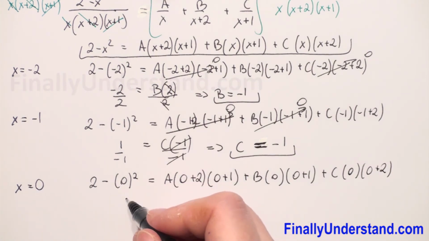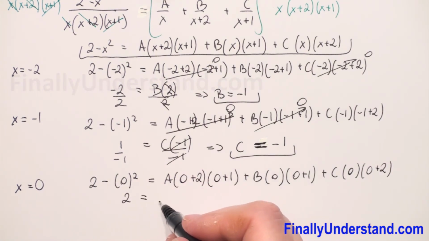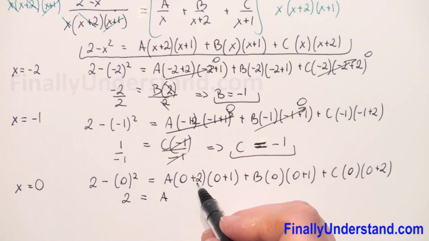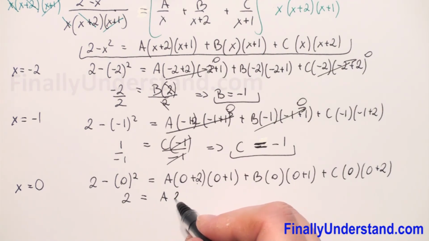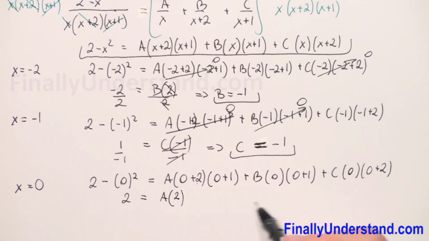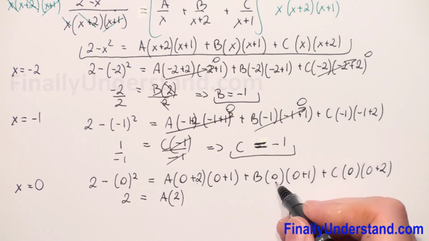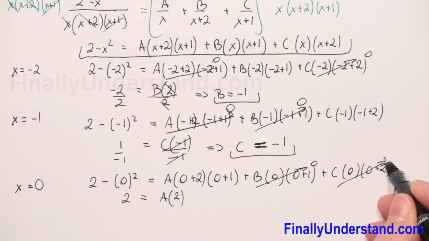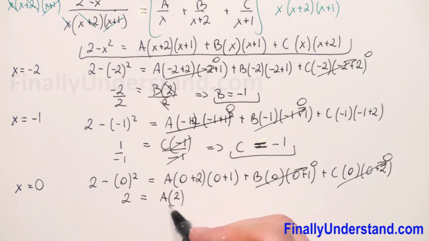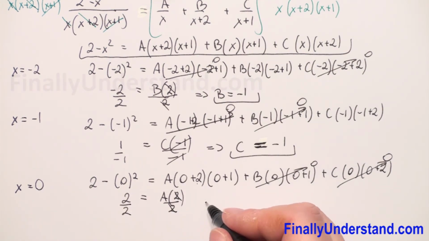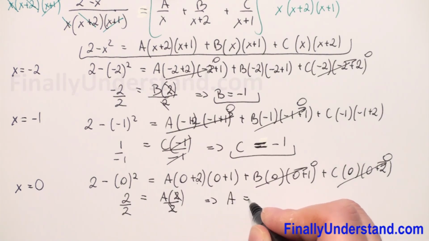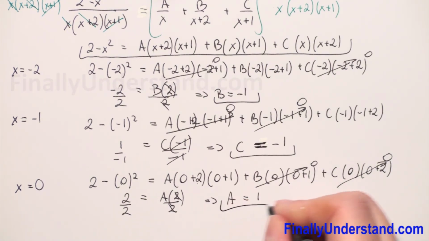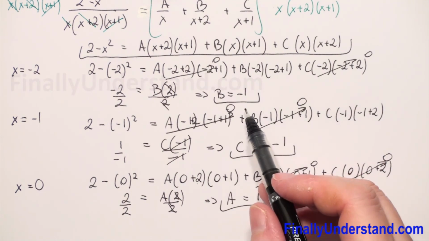So we have 2 minus 0 is 2 on the left side, and on the right will be a. 2 times 1 is 2, and what else? 0 times 1 times b will give me 0, and the same will be with the last term. So now we will divide both sides by 2 to find a. So we have that a is equal to 2 divided by 2, which is 1. We have a, c, and b.